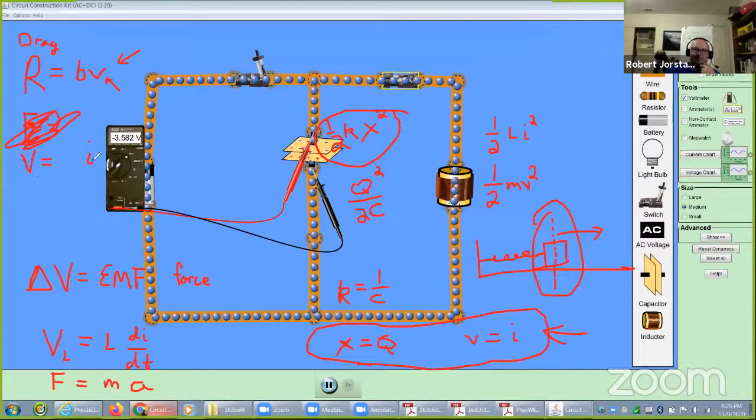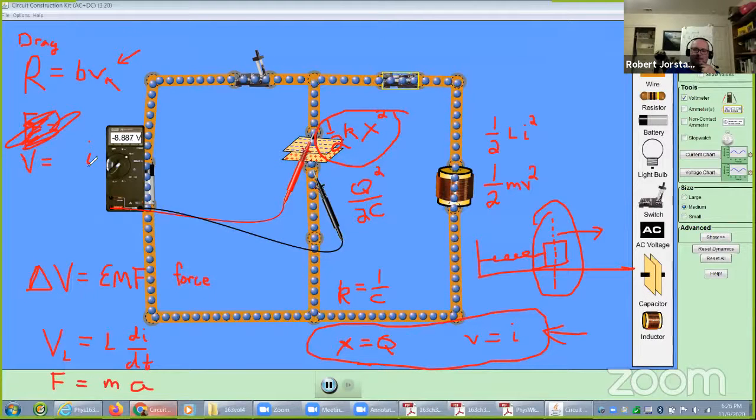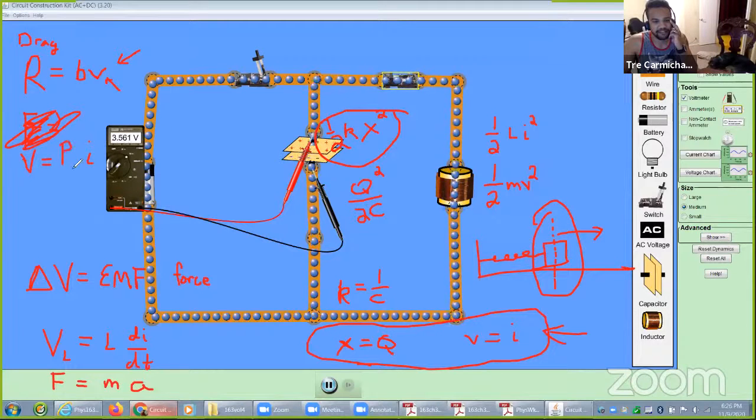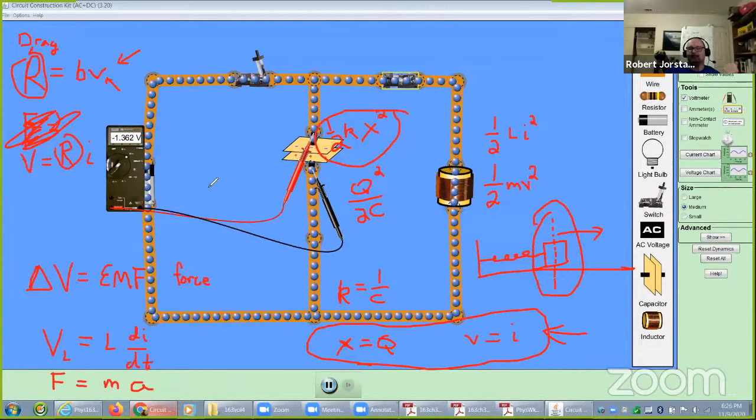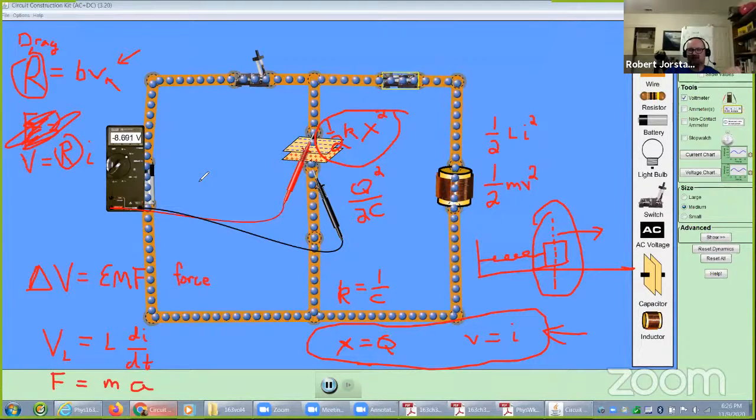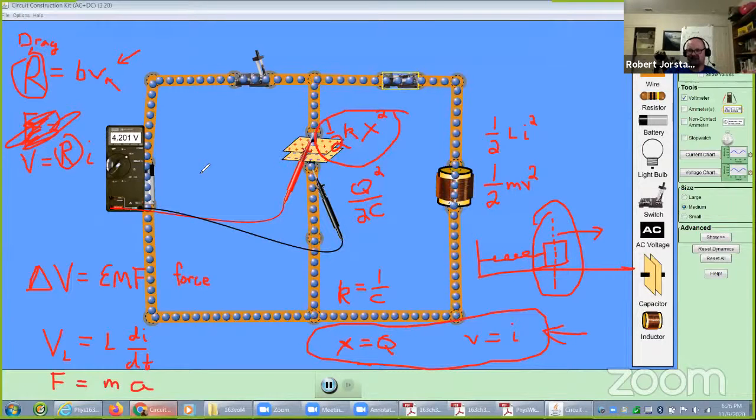V equals I, resistance. So we have to be careful here. This is drag, b, and this is resistance, R. So the resistance in a circuit is like the drag coefficient, right? So if you want to talk about damped oscillations, we could take this out. All right, this is getting pretty heavy here.